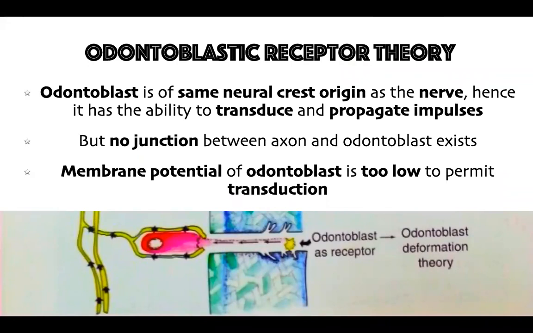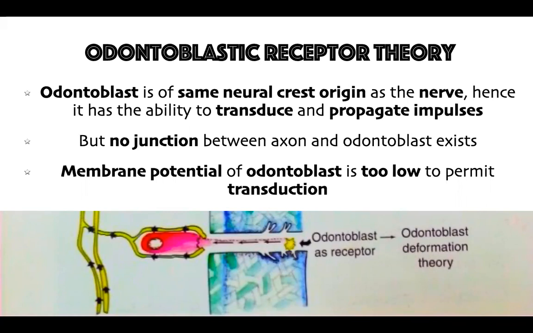But it is not true, because no junction between an axon and odontoblast actually ever existed. So this theory was thrown away. Membrane potential of odontoblast is also very low to permit this transduction. So it has a variety of reasons to put this theory away, and that is why this theory is not accepted.